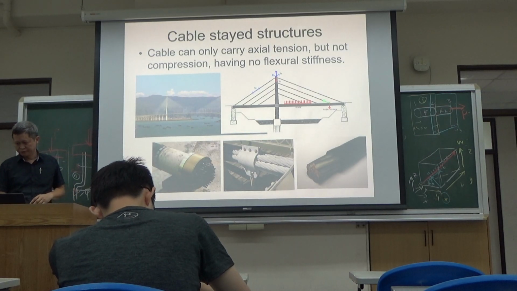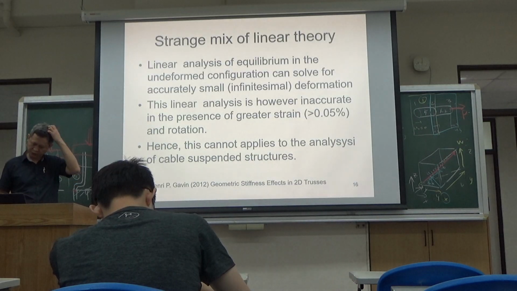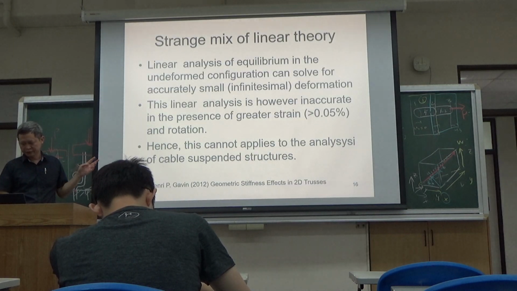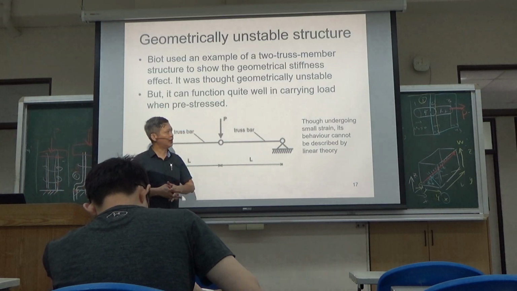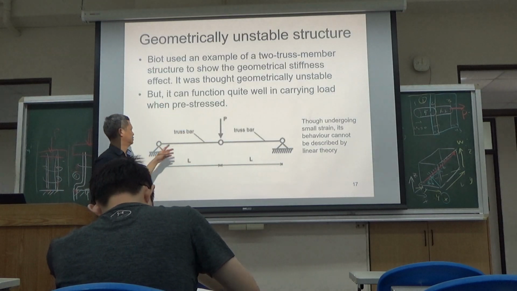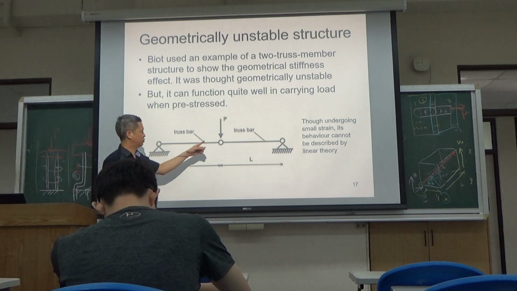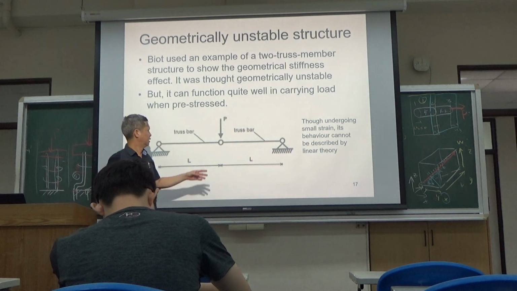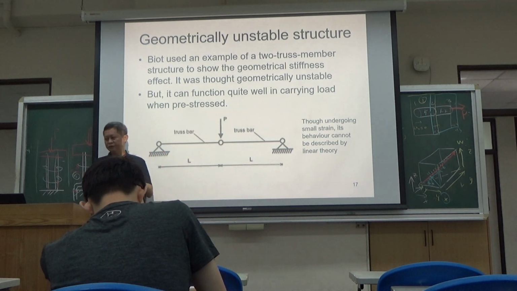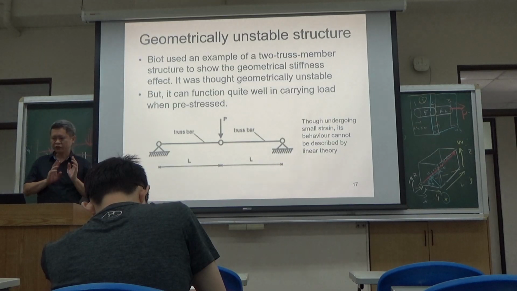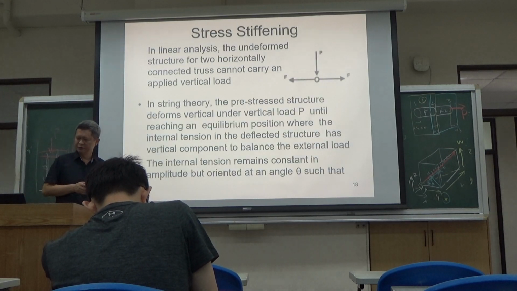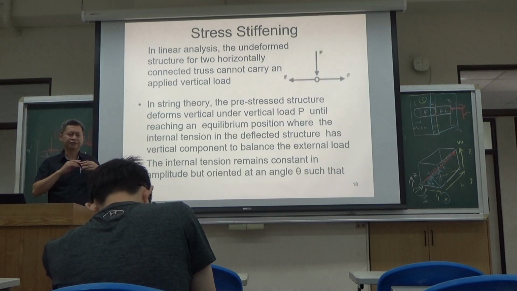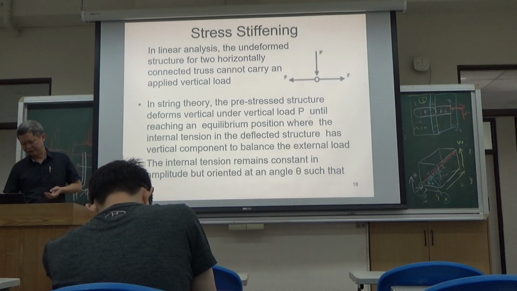Okay, so now we're going to look at the linear story. This is a geometrically unstable structure. So imagine you have two rods. Is it going to support the vertical force? No, it's going to give way. So how can it become stable? It becomes stable when it is stressed differently.